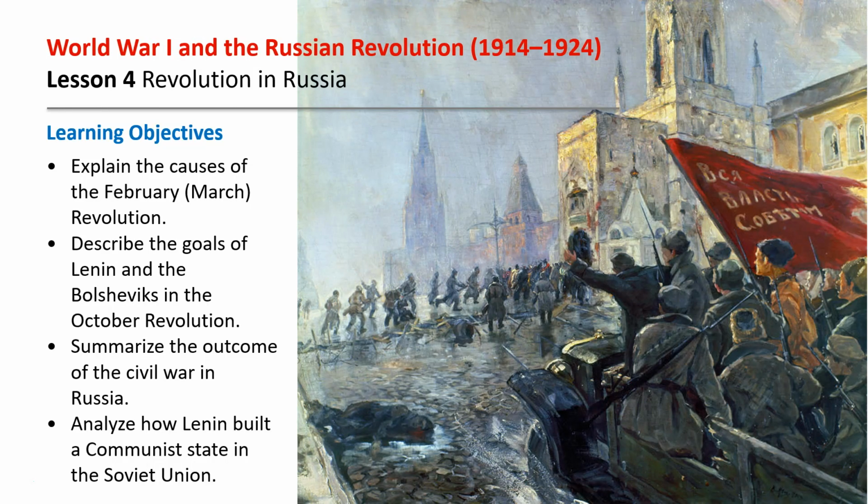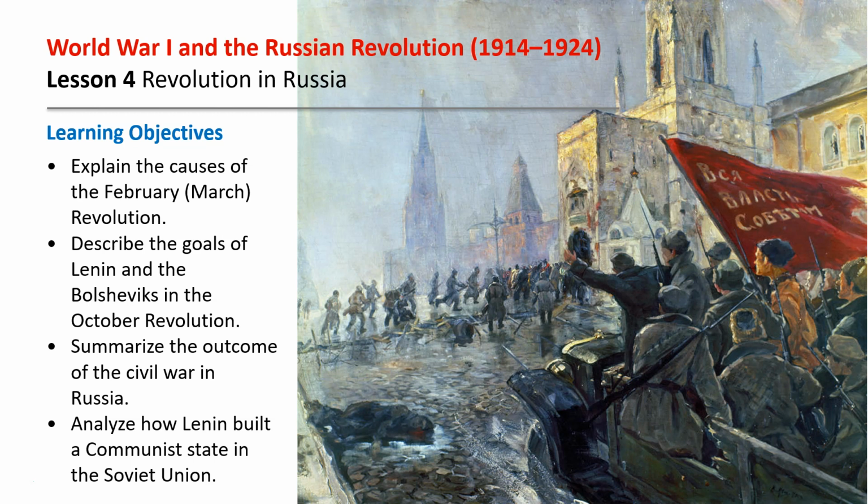All right, so this is 16.4. We're going to talk about the Russian Revolution. So in this section, we will look at the causes of the February Revolution, or as we call it in the West, the March Revolution. Russia was still on an older calendar at this point, so they call it the February Revolution. In the West, we tend to call it the March Revolution.